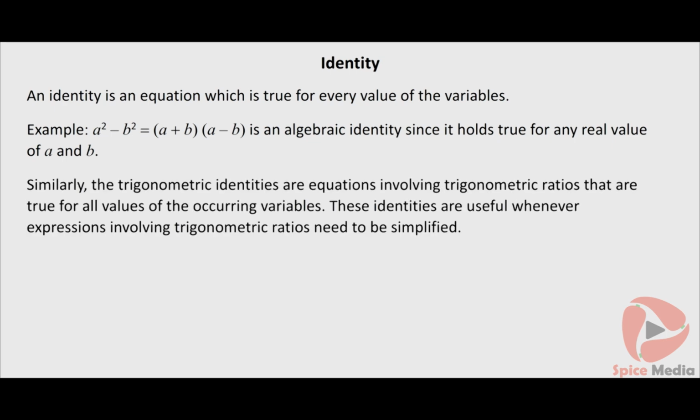Similarly, the trigonometric identities are equations involving trigonometric ratios that are true for all values of the occurring variables. These identities are useful whenever expressions involving trigonometric ratios need to be simplified.